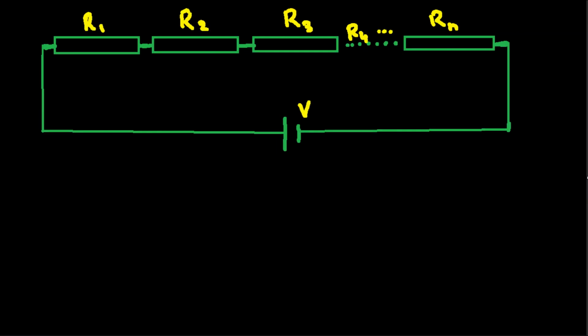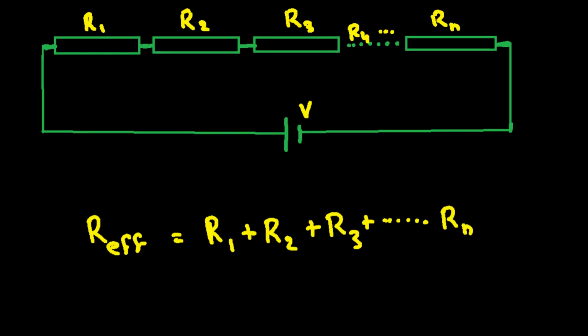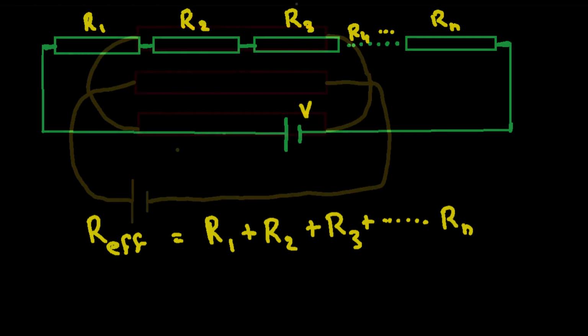Let's suppose that there are n resistors connected in series. Then what would be the value of R effective? Yes, it is the sum of all the resistors: R1 plus R2 plus R3 plus dot dot dot Rn. So this is the way to find the effective resistance when the resistors are connected in series.